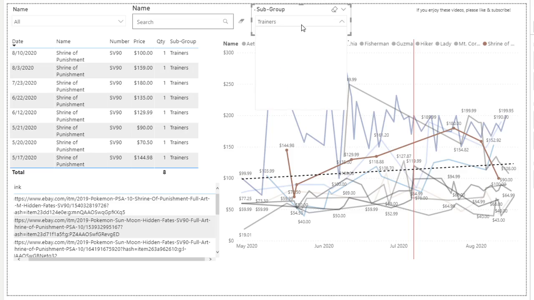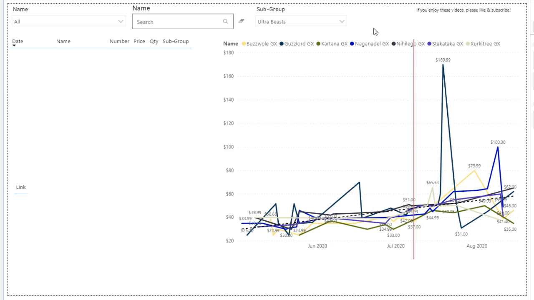Okay, so those are the trainers. And then finally, let's do Ultra Beasts. I don't normally do the baby shinies because there's just so many of them.